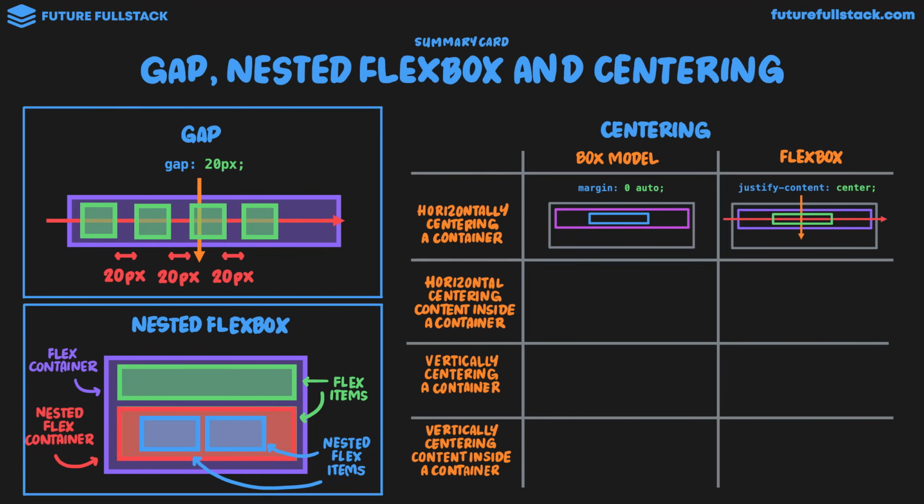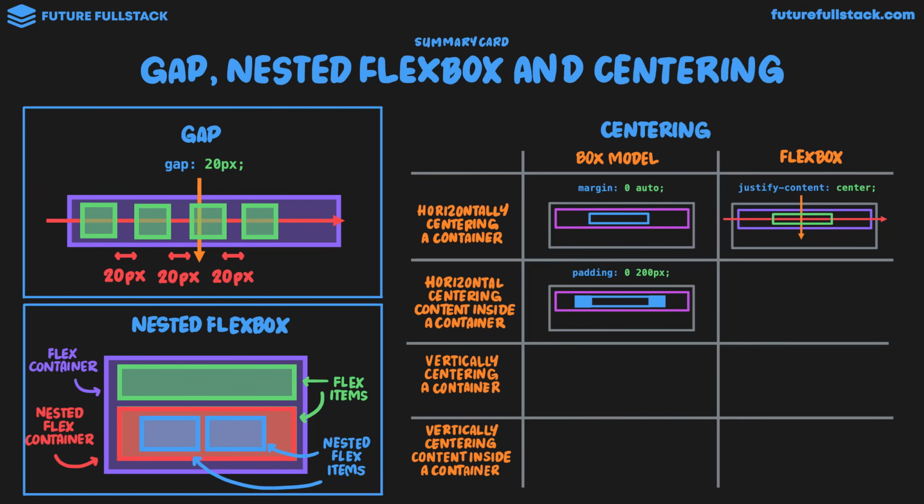Moving on to horizontal centering content inside a container, we would use padding, set 0 top and bottom, and a value like 200 pixels left and right. We have our browser, our parent container, and our child container. Adding padding left and right creates internal space, giving the illusion that the content inside the container has been centered. And we saw this was commonly used on elements like cards and anchor tags.